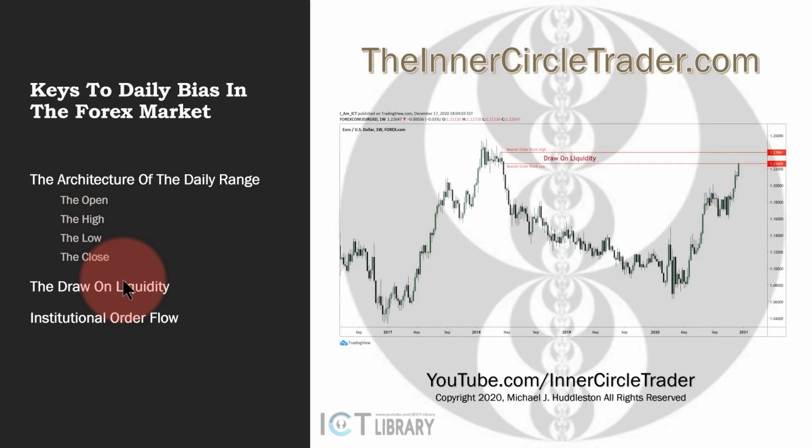So the draw on liquidity, this is the euro dollar. The idea of the draw on liquidity is rooted on a higher time frame chart. And one of the best ways you can do that is use a weekly chart. Now the weekly chart, in this case here, the euro, we've gone from trading up here in the highs of 2018 all the way down to the March time period or so of this year in 2020. And we started to rally up from there. The range that it was working within is this high to this low.